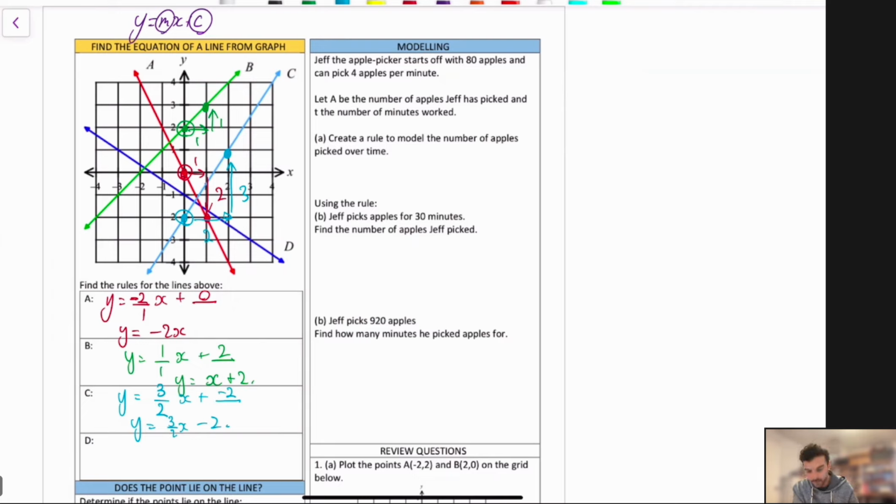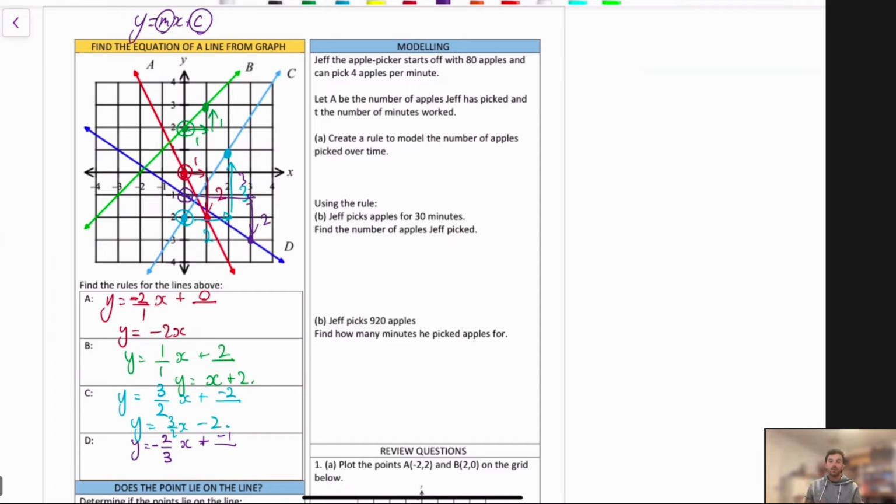Last equation is D. Now D goes through a y-intercept of negative 1, and we can see that the gradient here is point to point. It's going across 3 and then down 2. So therefore, it's going to be 2 over 3, across 3, down 2, and it's negative because it's a negative gradient. So there we have it, we've got all our equations.